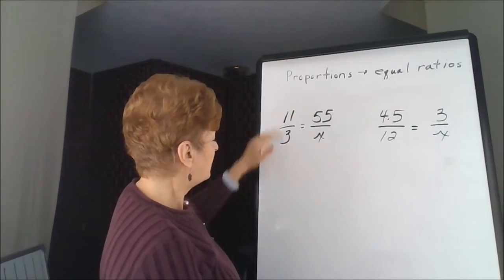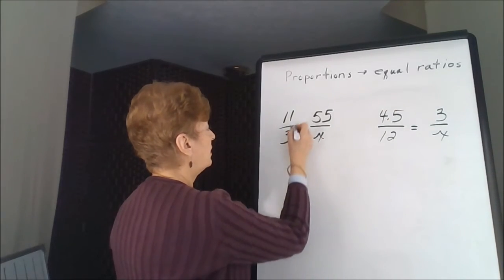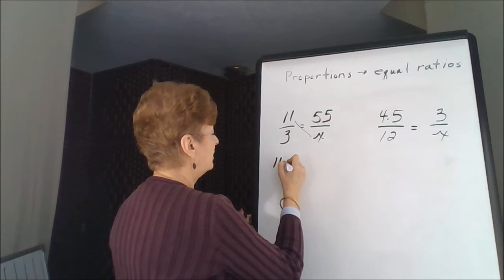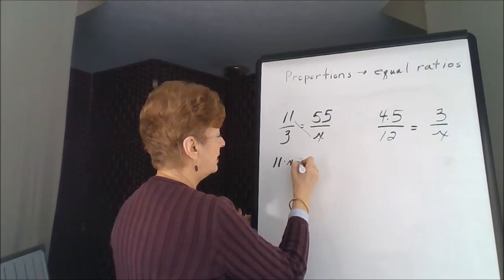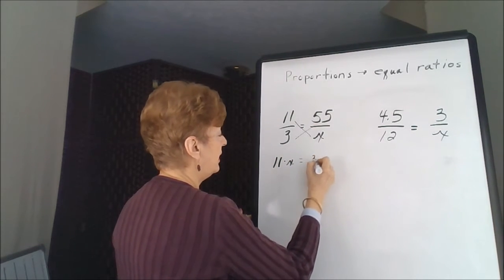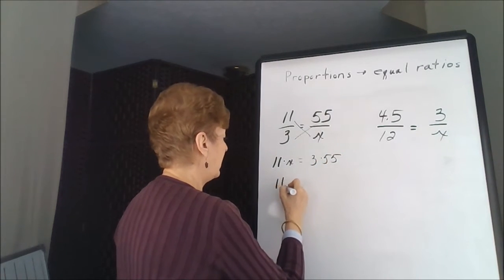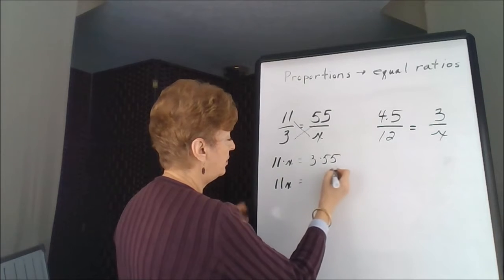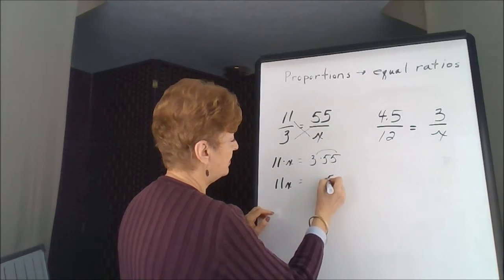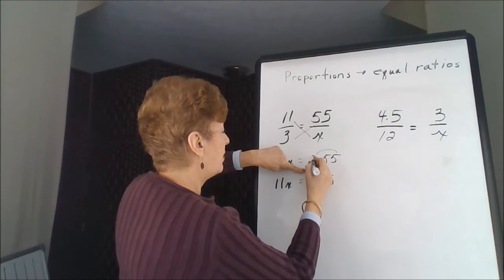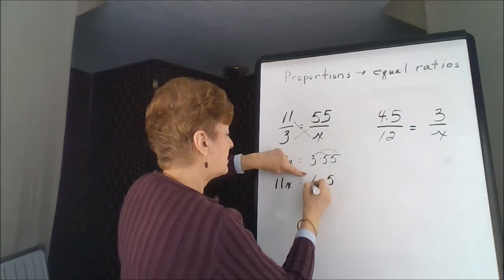We can cross multiply on this problem. 11x is equal to 3 times 55. 3 times 5 is 15. Carry 1. 15 and 16.